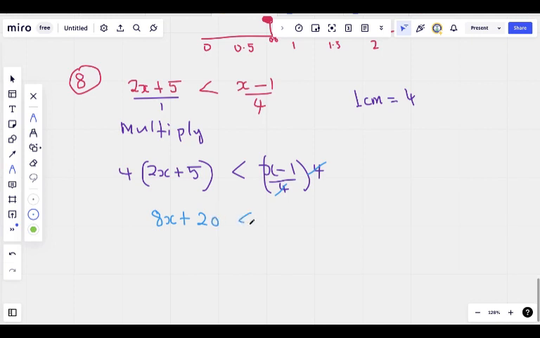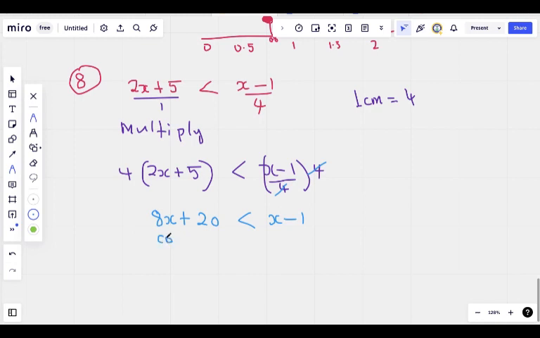Then we say less than. What we have here, this 4 cancels this 4. Only what we have is x minus 1 on the right, sorry. X minus 1. So now this looks linear. What we should do now is collect like terms. So we collect like terms as usual.